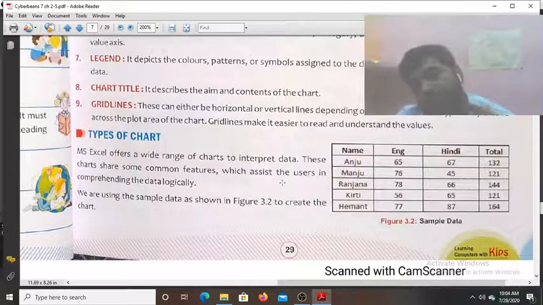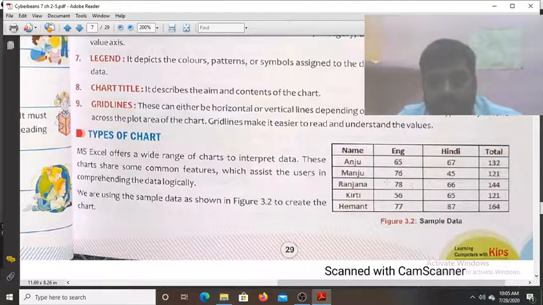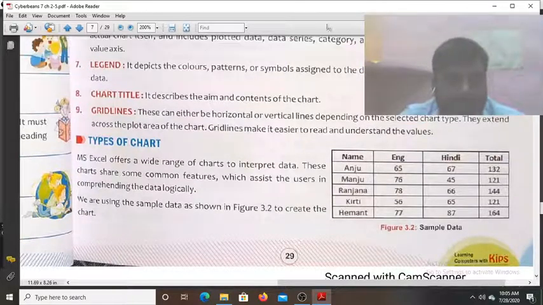Okay. Now see, this is a table. In Excel we draw this table. See the name of the students. First is the name column. Second is the marks of the English subject. Third column is the marks for the Hindi subject, and it is total. Okay, so we have to draw the chart for this data. This sample data is given there, that we have to draw. Okay, now see.